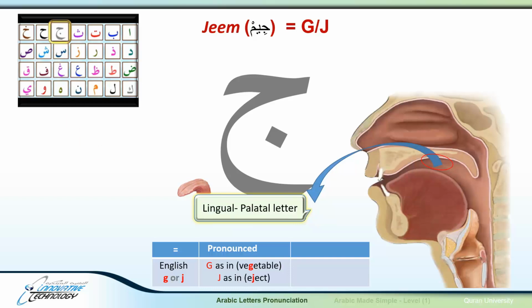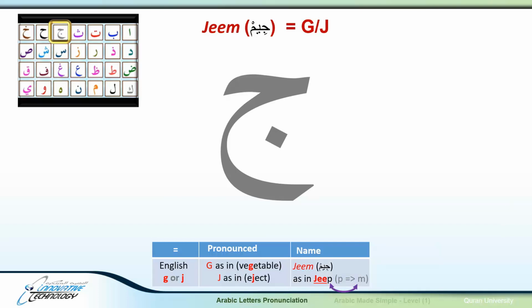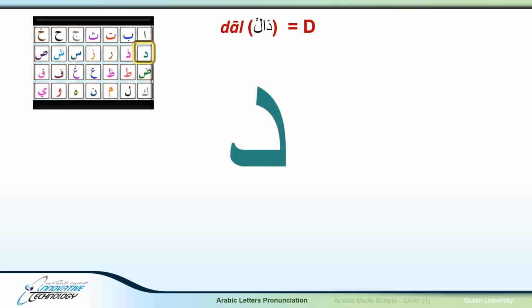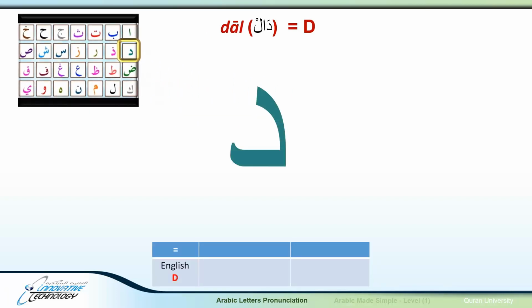The name is jim, as in jeep, but replacing the P with an M. So we pronounce it j, and we call it jim. The next letter is dal. Dal looks like this, and it is similar to the English letter D.